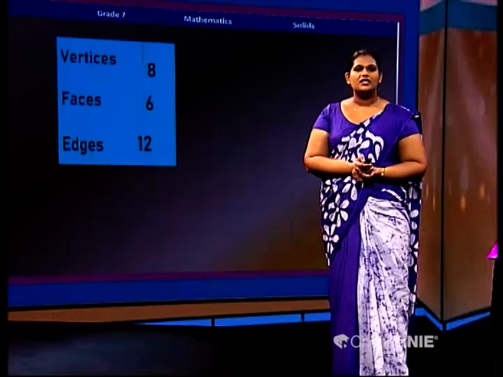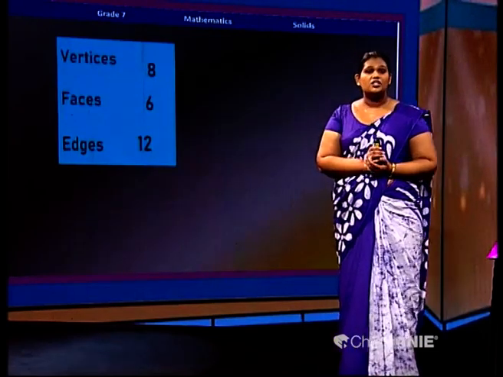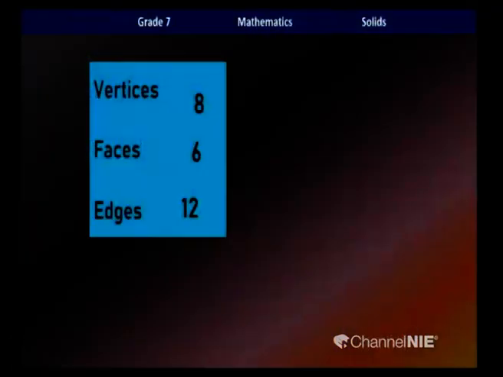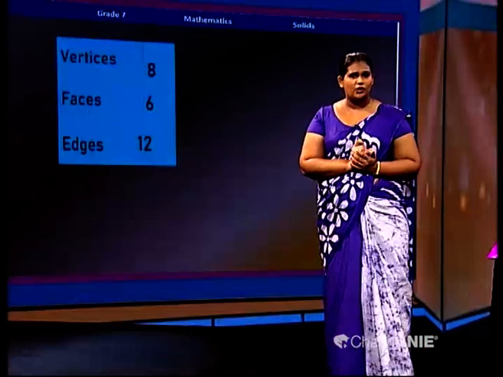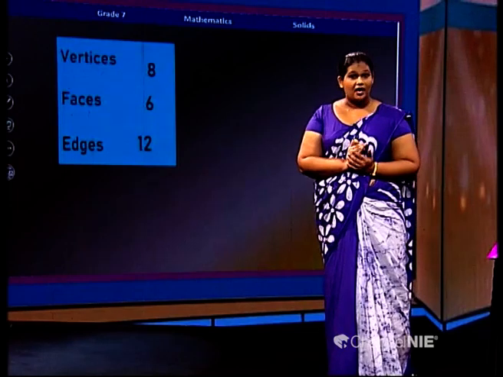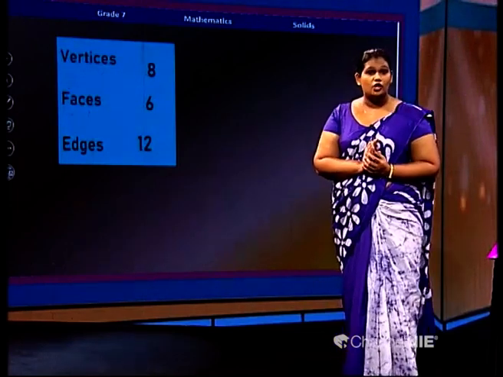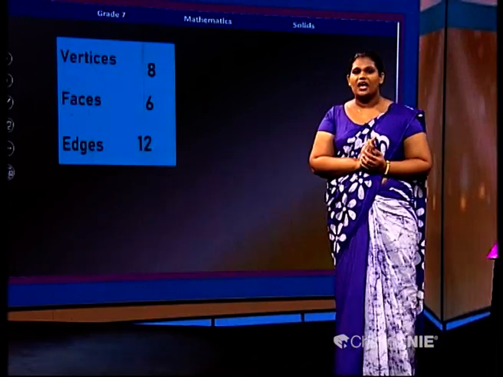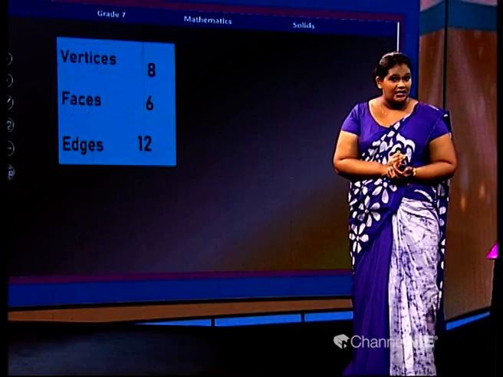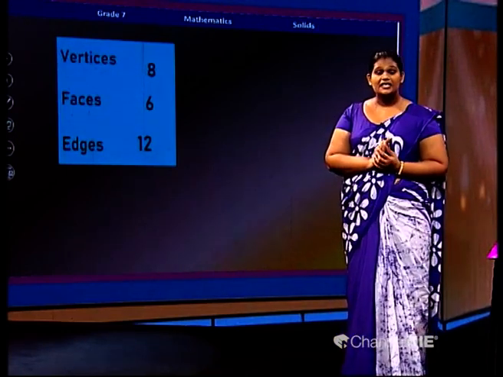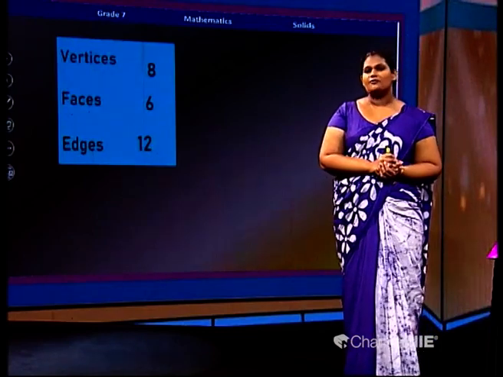Right. Now, we will summarize the features of this solid. It has 8 vertices, 6 faces and 12 edges. Now, think quickly, what are the solids that come to your mind? The cube and cuboid come to your mind, isn't that so? Both the solids have the same features. But in the question they have mentioned that it has 6 identical faces.